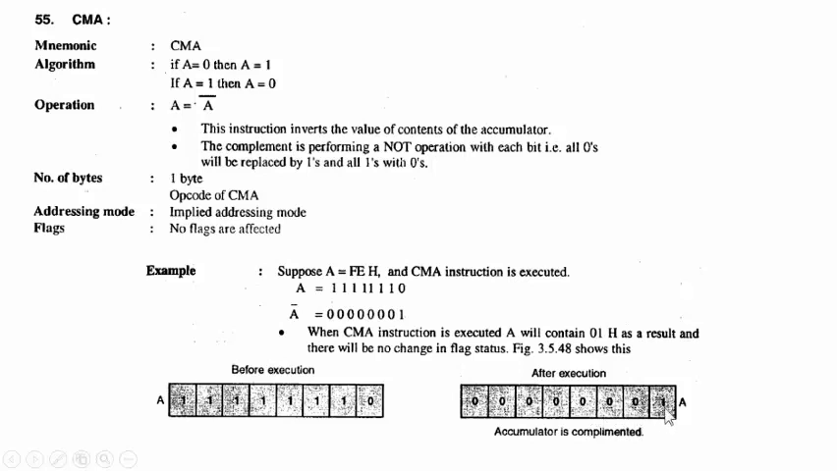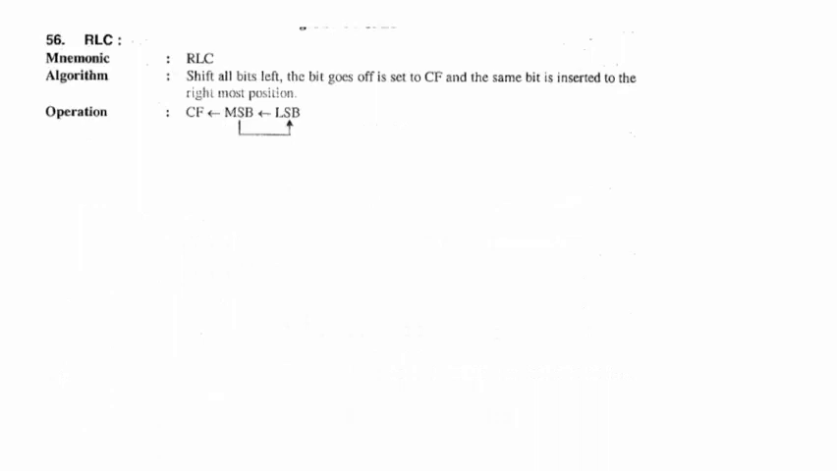So before execution it is FE, 1111 means F, 1110 means E, FE, and after execution you will get 0 1. 0 0 0 0 means 0 in the upper nibble and lower nibble 0 0 0 1 means 1. So the answer you will get is 01 in the accumulator.